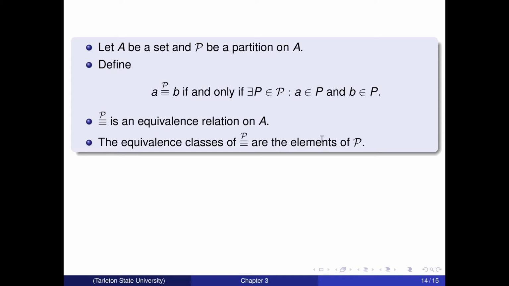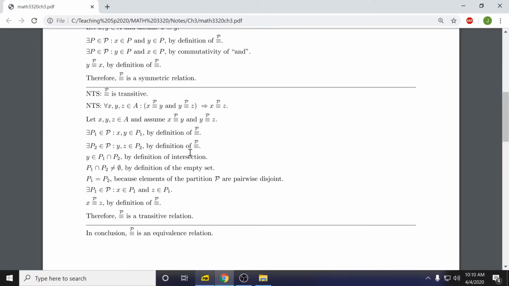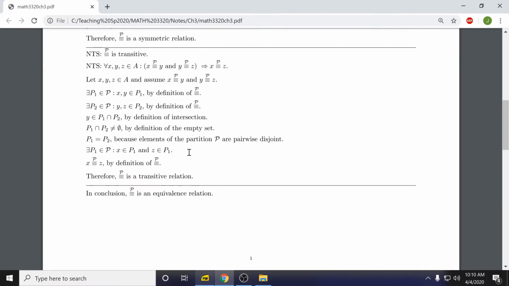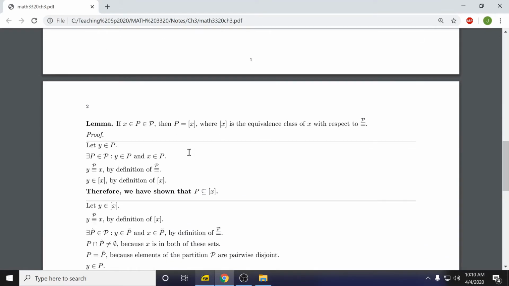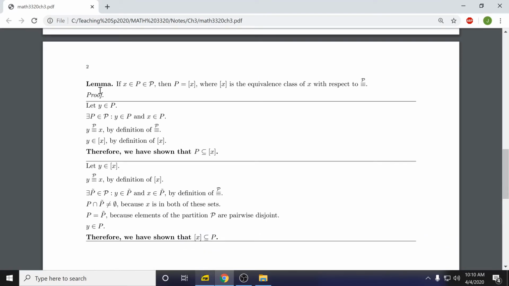And so this is the next thing we're going to prove. So let's go back and take a look at that. The equivalence classes of this relation are the elements of the partition. Okay, let's take a look at this. This is actually a really good example of a mathematical situation where we can prove a lemma first. Now the idea of a lemma, this is something that we talked about way back in chapter 1. A lemma is just a theorem, but it is a theorem that you are very specifically proving for the purpose of proving another theorem for later.